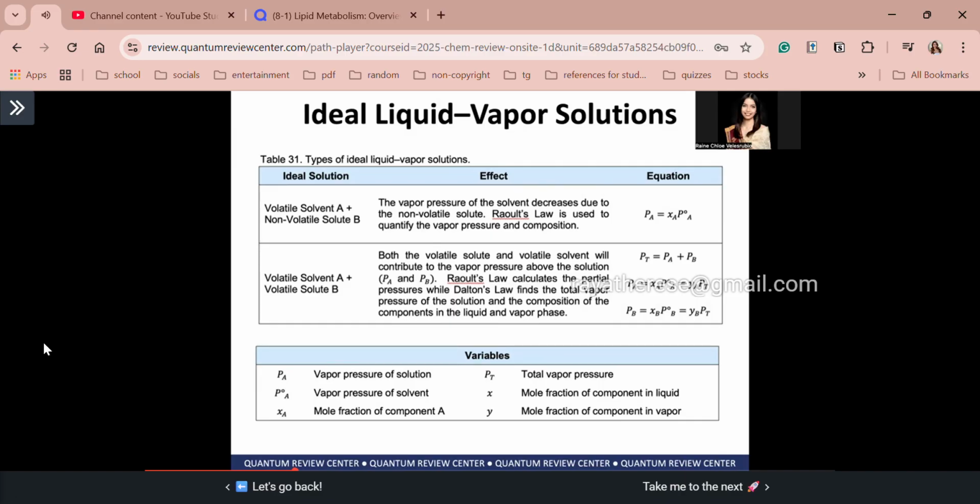Okay? It makes sense, right? Because you have two species that will evaporate. Okay? And of course, if you have two volatile liquids, okay, that means they will contribute separate partial pressures.